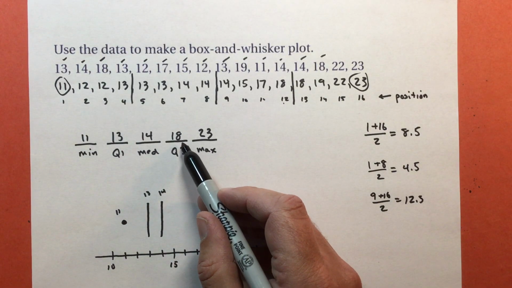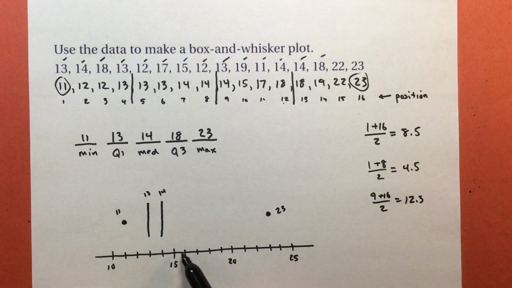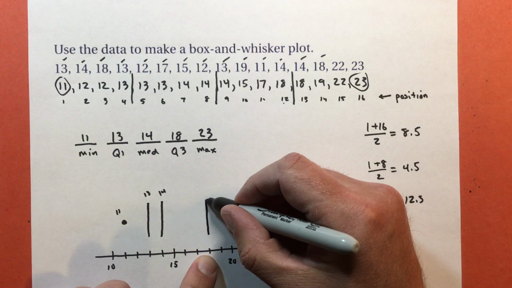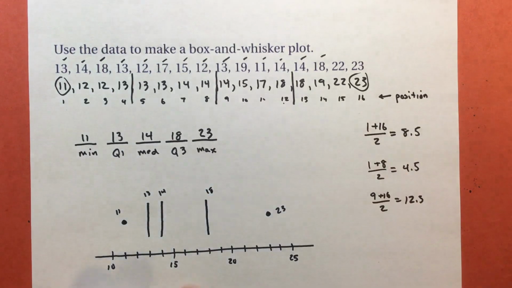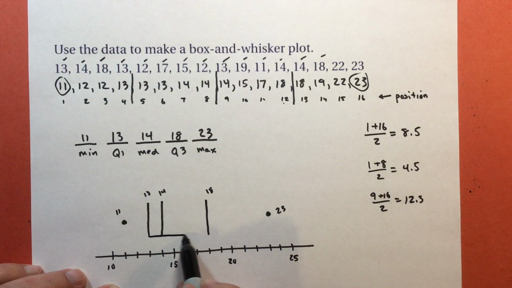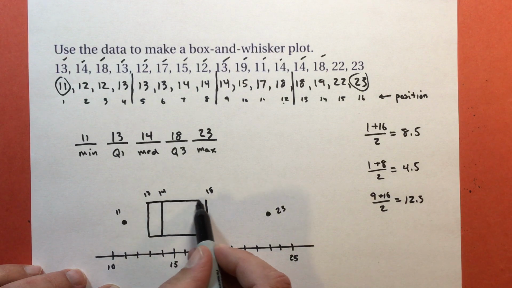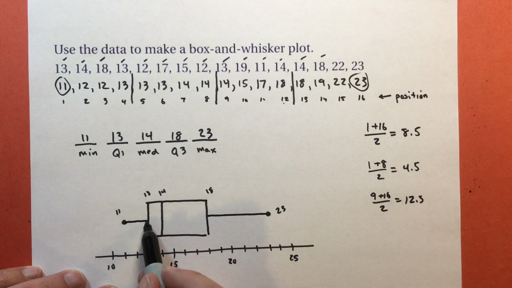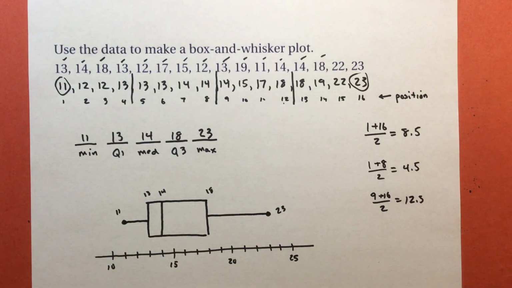The third quartile, 18, here's 15, 16, 17, 18. That one's going to be right here. And we're going to label it. So now all I've got to do to finish my box and whisker plot is draw the top and bottom of that, and then draw the whisker part, just like that.